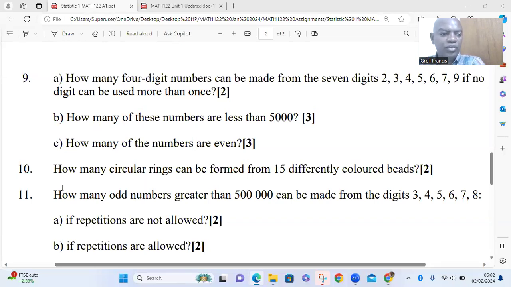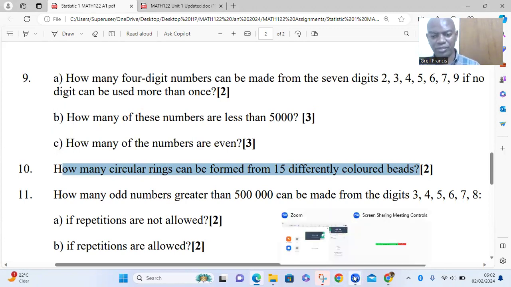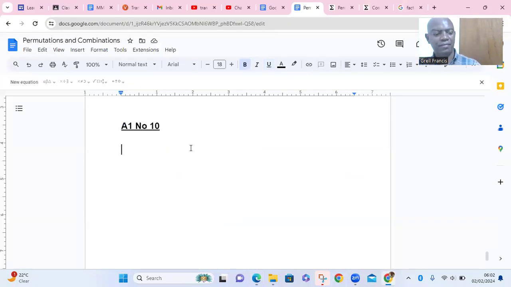Let's take a look at number 10. This question seems to be fairly simple. It says, how many circular rings can be formed from 15 differently colored beads? So we're going to change the number 15. Let's say 12. But we're going to keep the condition, which is creating a ring.